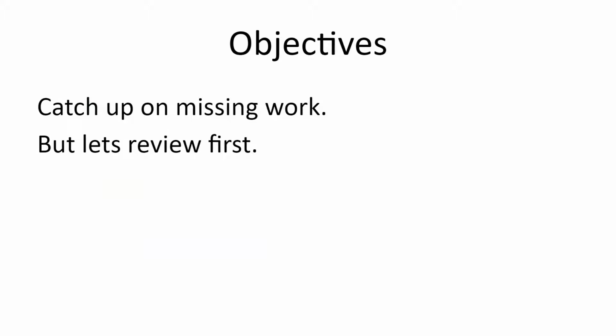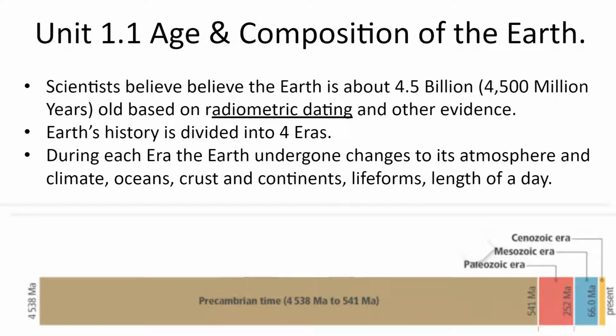Okay, so the objectives on Tuesday was to catch up on missing work, but what we first did was we reviewed what we've learned in Unit 1.1, History of the Earth. Or I should say, Age and Composition of the Earth, where we learned about the history of the Earth. Now, in this unit, we've learned that scientists believe the Earth is 4.5 billion, which is the same as 4,500 million years old. And they base it on techniques like radiometric dating and other evidence.